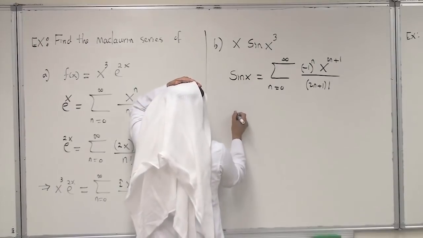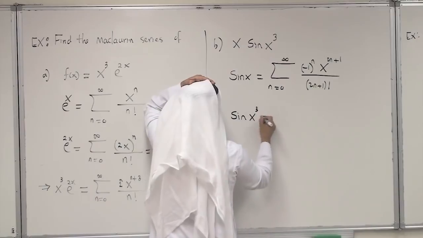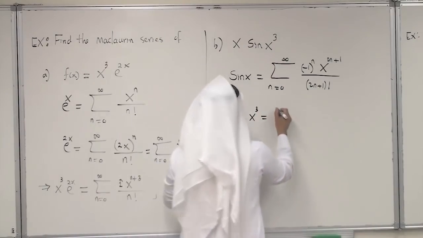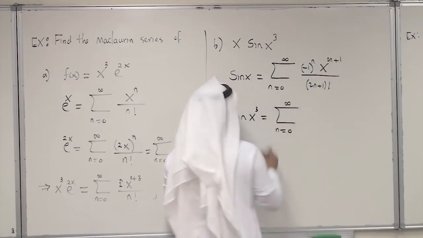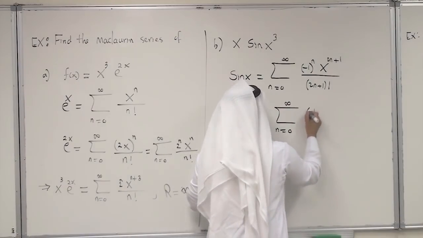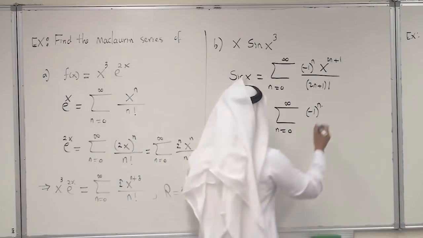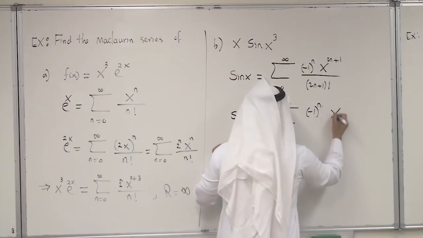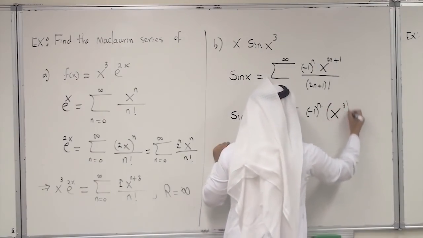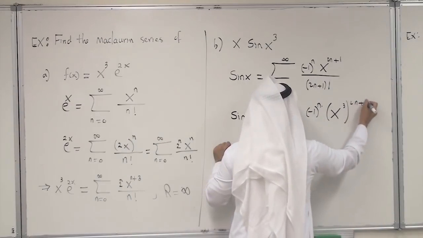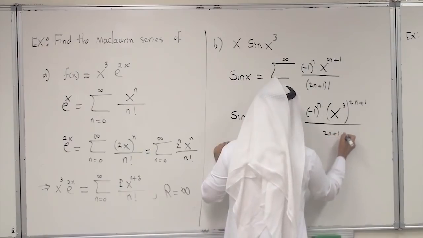So, how to find the representation now of x sine x cubed? The only thing I need to do is to substitute for x by x cubed. I replace x by x cubed. So, what do we have? We get the following. N equal to 0 up to infinity, minus 1 to the power n, I will replace x by x cubed, so what we have here is x cubed all to the power 2n plus 1, divided by (2n plus 1) factorial. Fine.